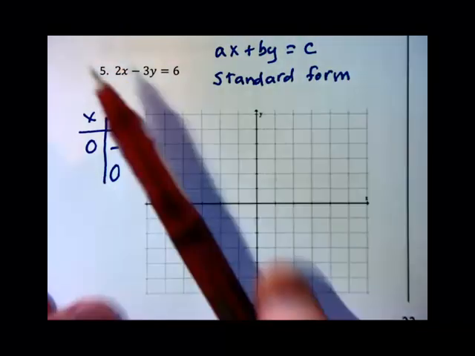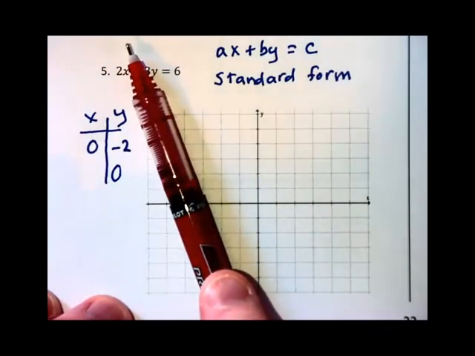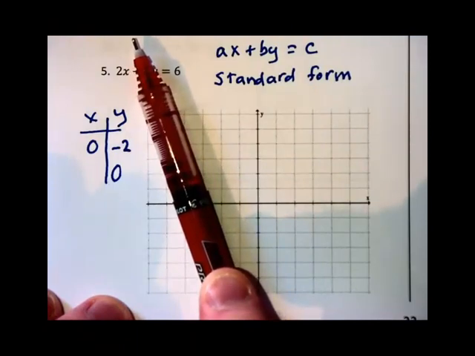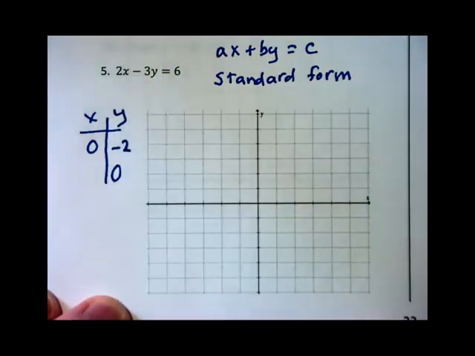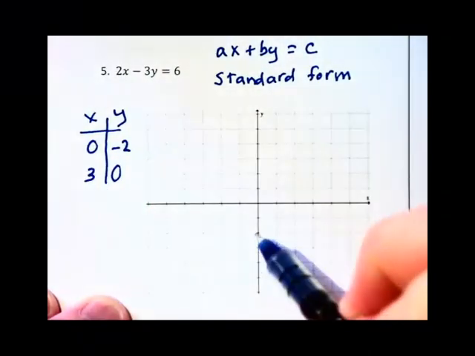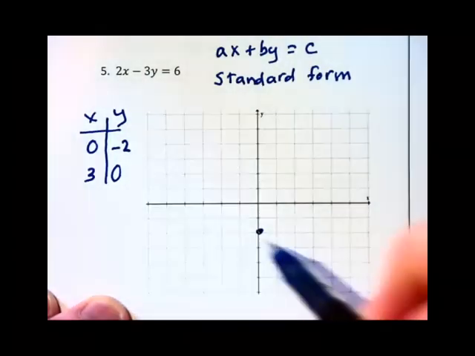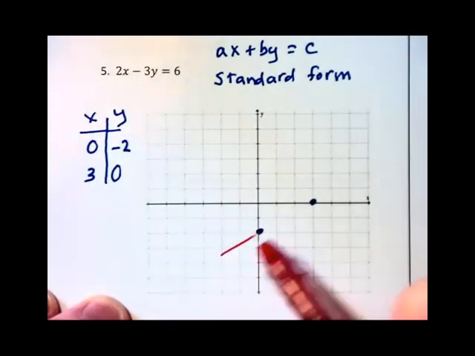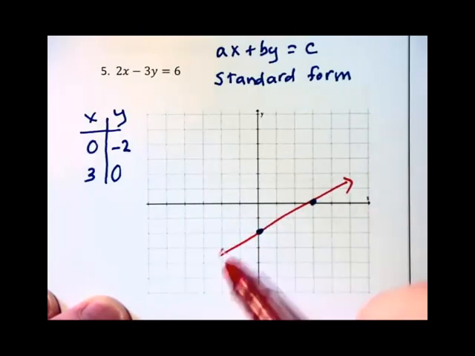And then if we let y be 0, we're left with 2x is equal to 6. Dividing each side by 2, we have x equals 3. And so there we go. (0, negative 2) is the y-intercept, and (3, 0) is the x-intercept. And I'm going to just draw my line in, and we'll be good to go.